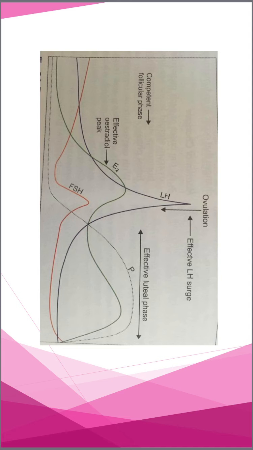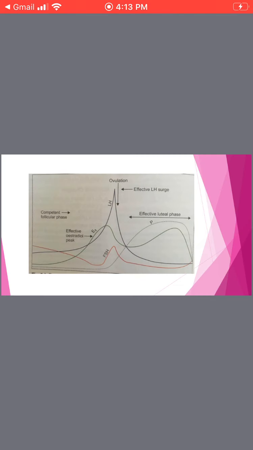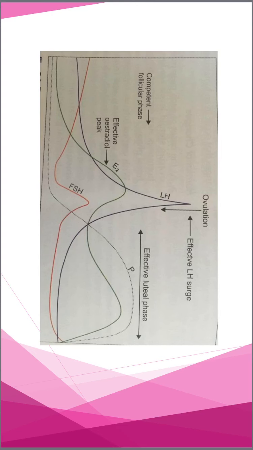Now, what happens at the start of the menstruation? FSH and LH are in a basal stage, meaning between 1.2 to 8 micro international units per ml. Estrogen is also basal. Basal means at a lower level, less than 50 picogram per ml.